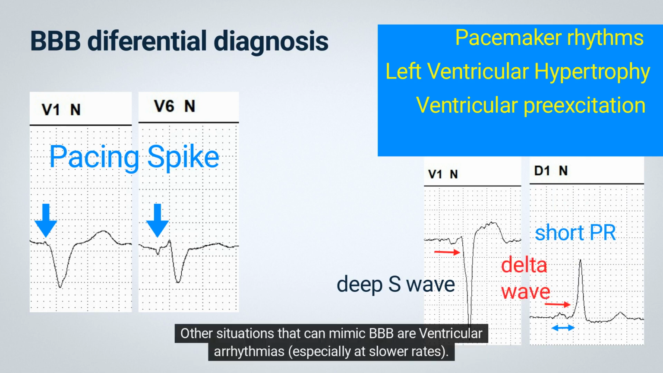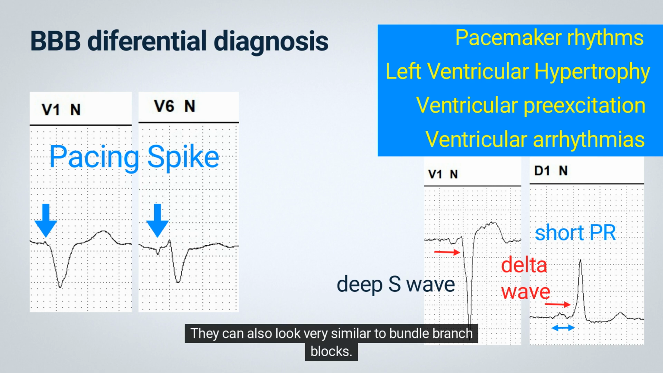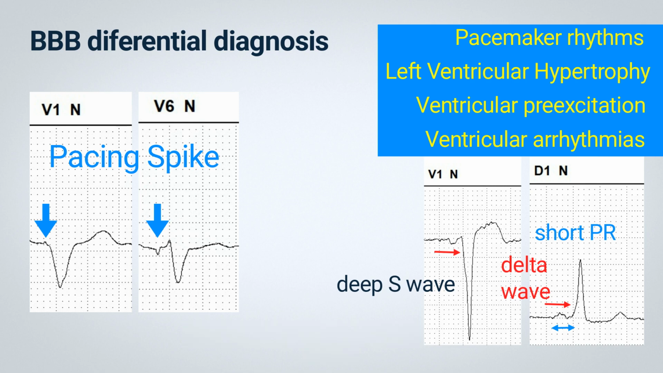Other situations that can mimic BBB are ventricular arrhythmias, especially at slower rates. They can also look very similar to bundle branch blocks.